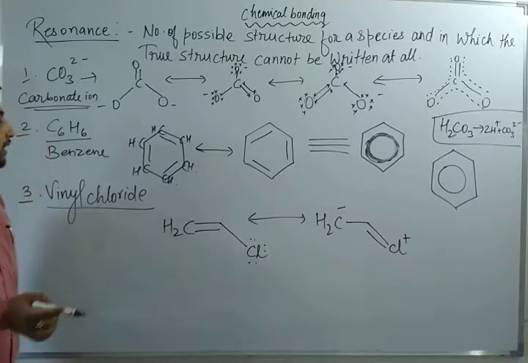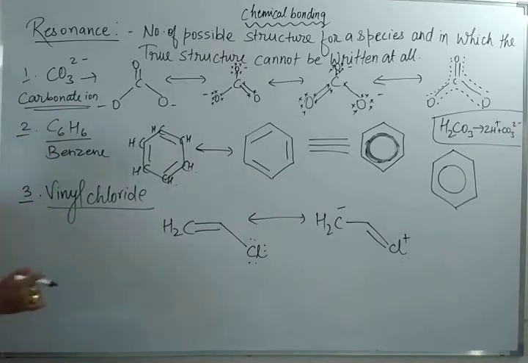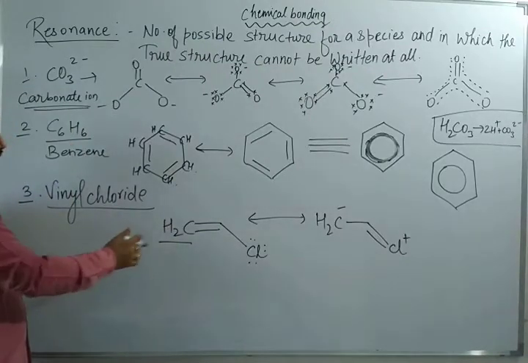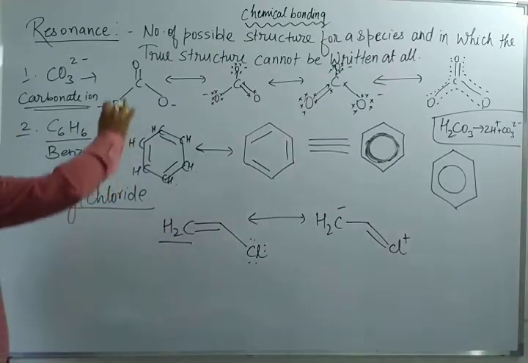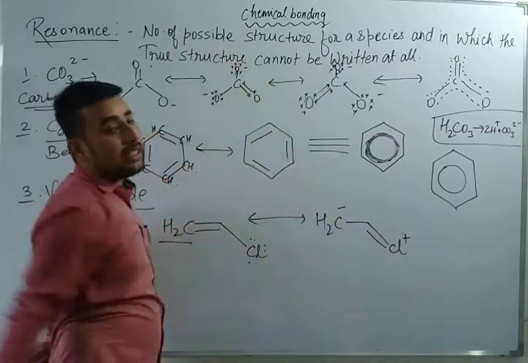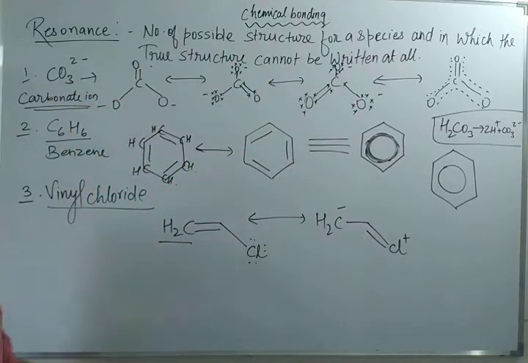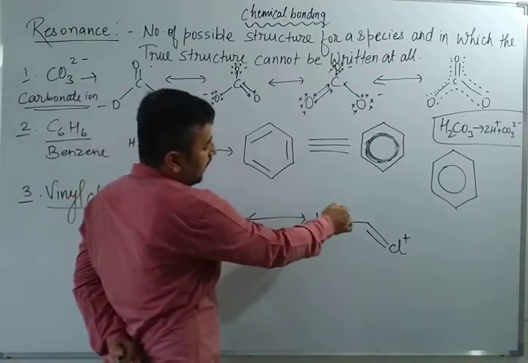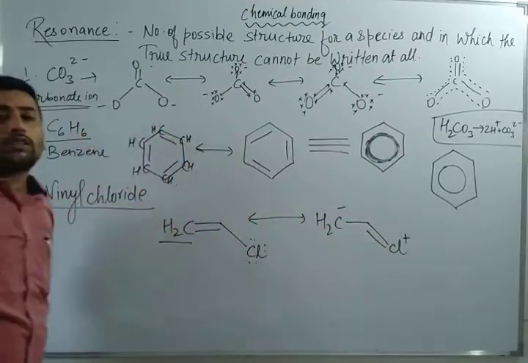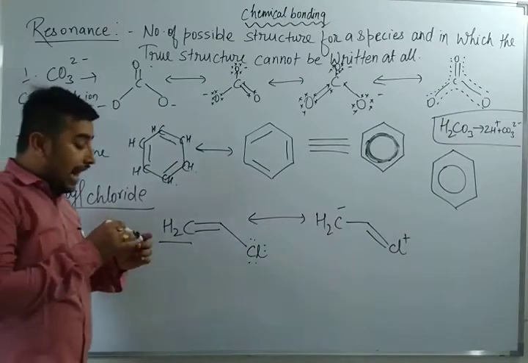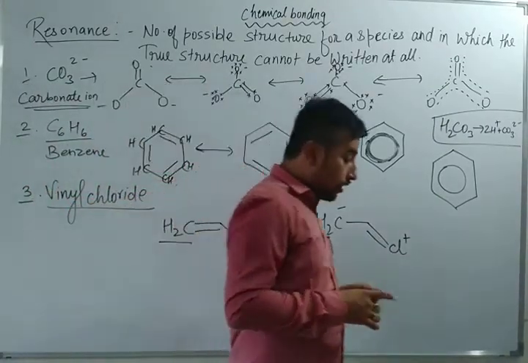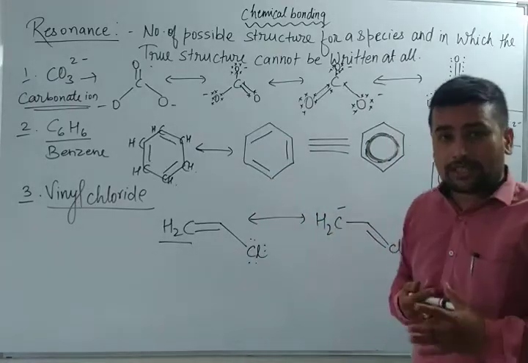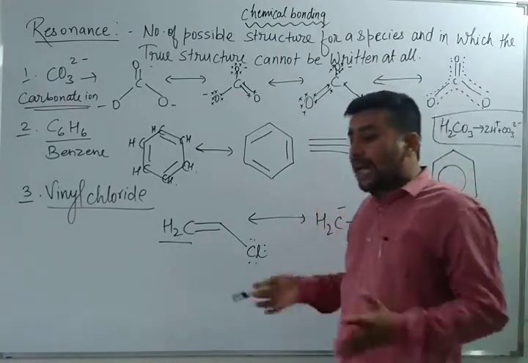Got it? Similarly, you can see vinyl chloride. It was a nicely fixed structure, but I have already told you that the true structure cannot be written for any species. It is a resonating structure. So you can see here now, this CH2 has got a minus charge and chlorine has got a positive charge. Now shifting of electrons, because it is a resonating structure, gives a number of possible structures, as you can draw for any compound.